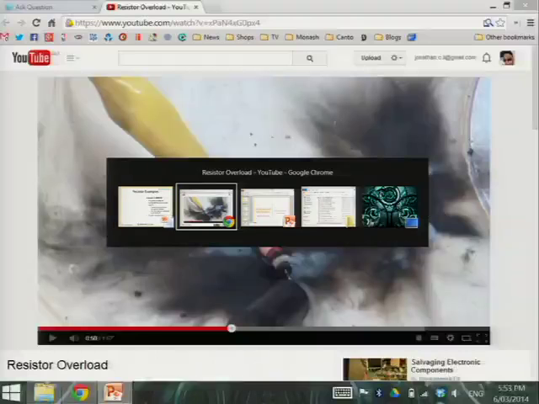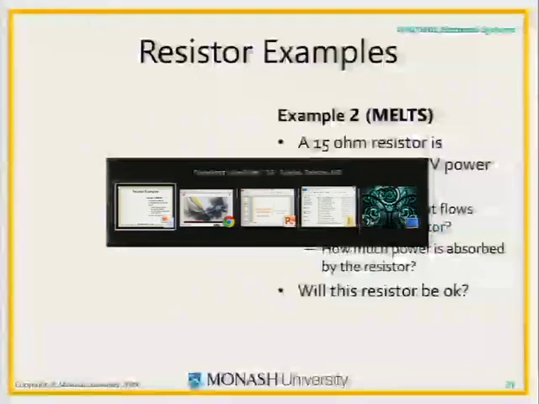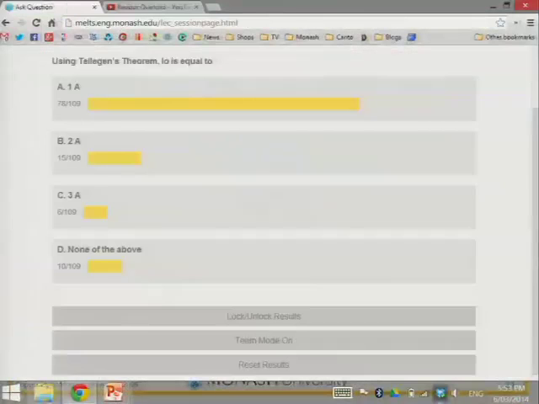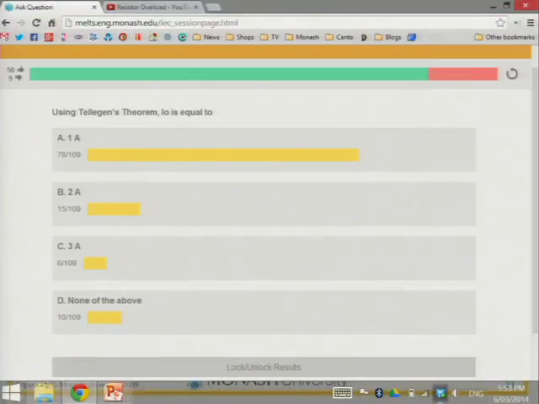I'll give you 1 minute. You've got the slides there. Where is my Chrome? Here we go. I'll give you 1 minute to do that. You've got that in your notes, I believe.